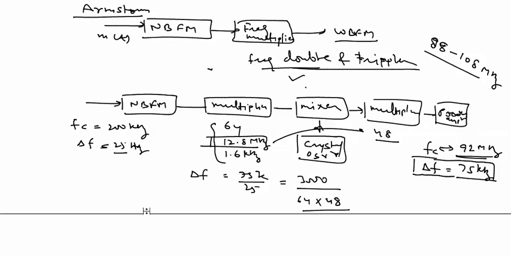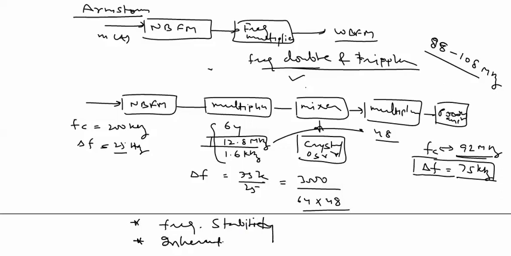This scheme has the advantage of frequency stability, but it has the disadvantage of excessive inherent noise, due to the large amount of multiplication involved, so it produces inherent noise.